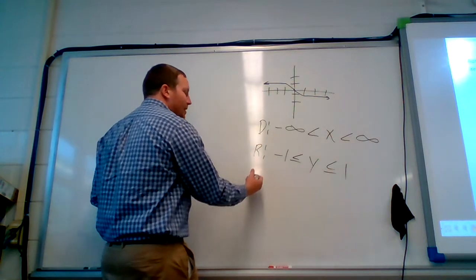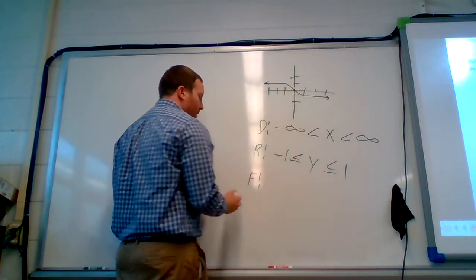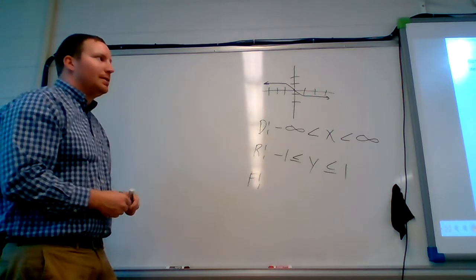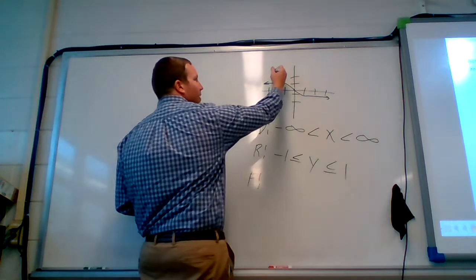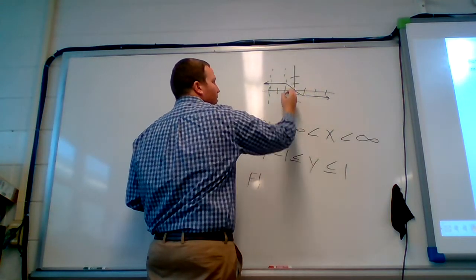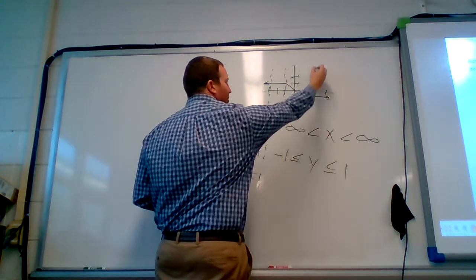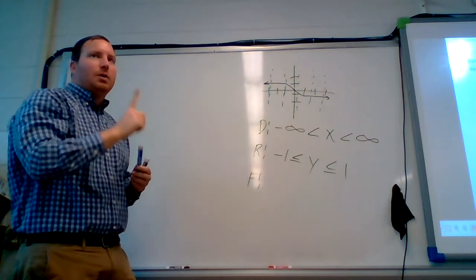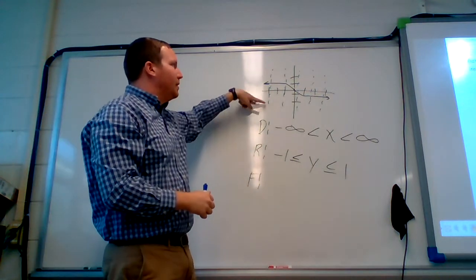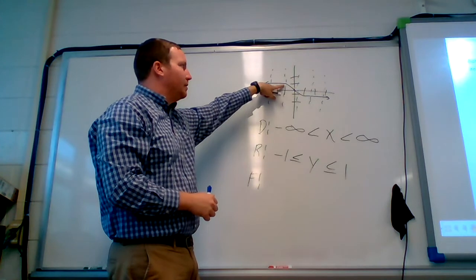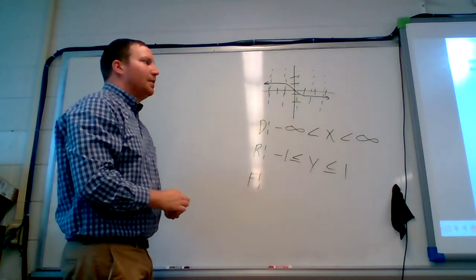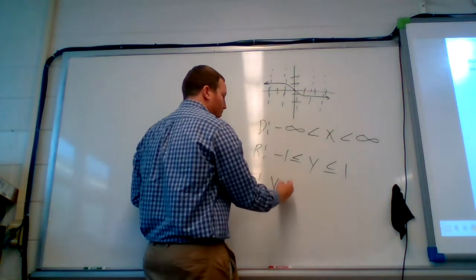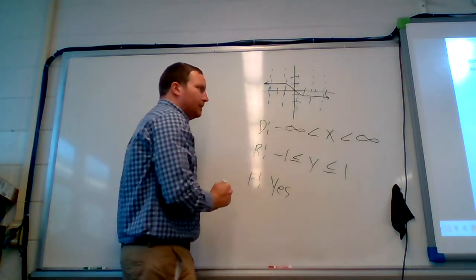And then the last thing, is this a function? Can we pass through using our vertical line test only once? If I draw a vertical line, does it matter where I draw that line? I only ever touch once. Vertical line here, I only touch there. Vertical line here, I only touch there. So is this a function or not? Yes, it is a function.